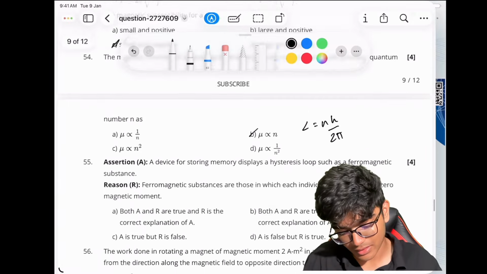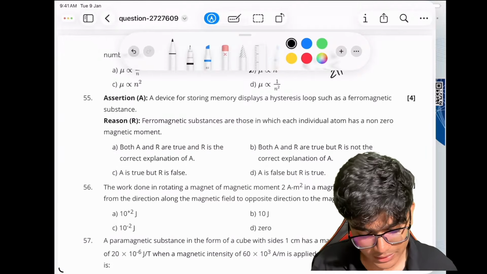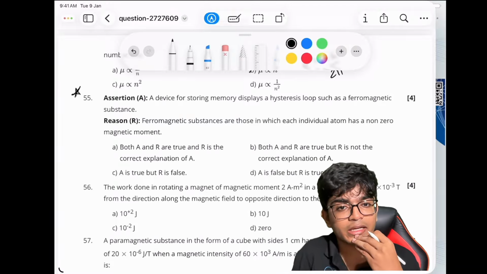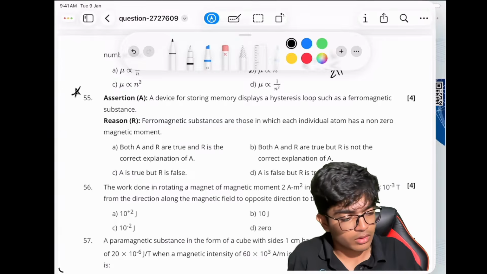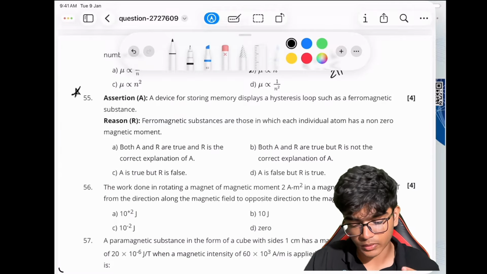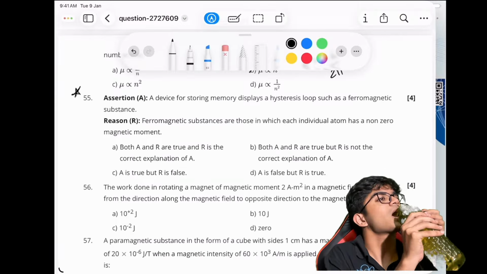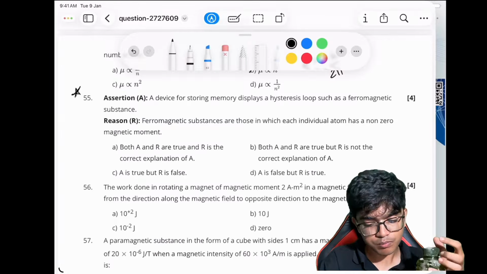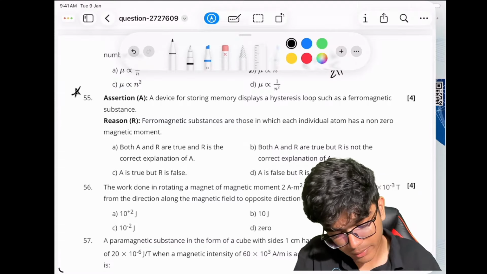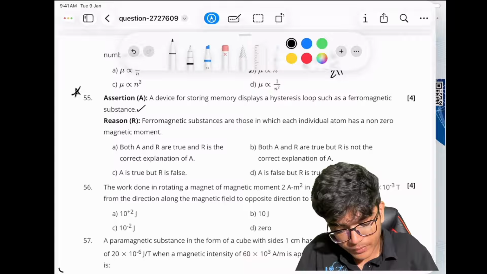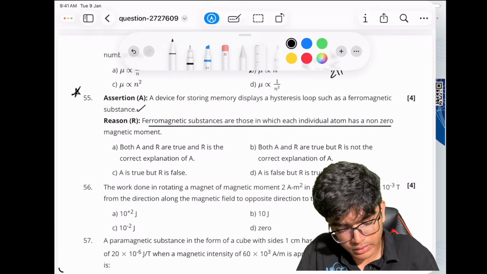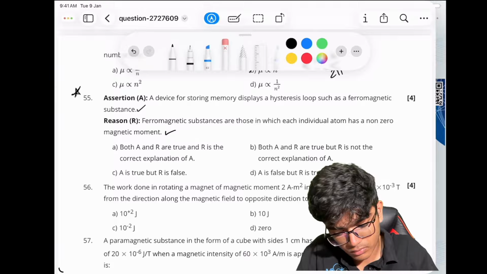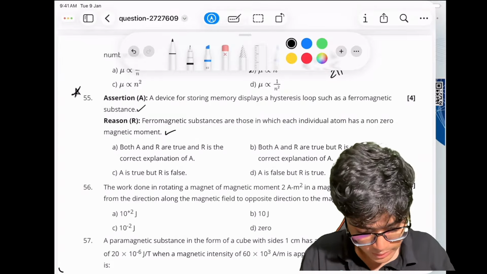Okay, a device for storing memory displays a hysteresis loop as ferromagnetic substances. Okay, this is an important question because I haven't seen it in NCERT. I don't remember studying it in NCERT, but when I took the question paper எடுக்கும்போது I thought I should include this one. It was in some random previous year question. Okay, a device for storing memory displays a hysteresis loop as ferromagnetic substances, right? Ferromagnetic substances are those which atom has non-zero magnetic moment, right? Both say right, but this does not explain this one.